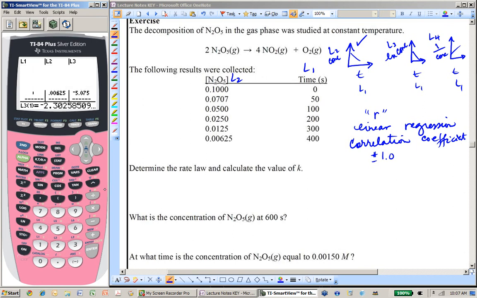Isn't that wonderful? Back in the old days we crunched each and every one of those out by hand, and that's why it took 3 class periods to teach this stuff.